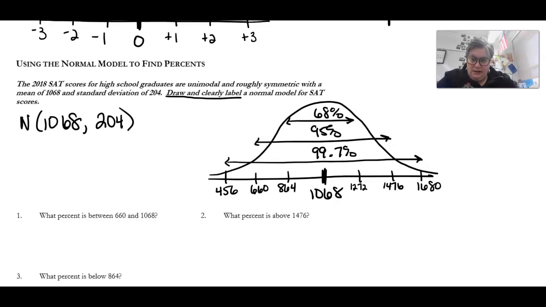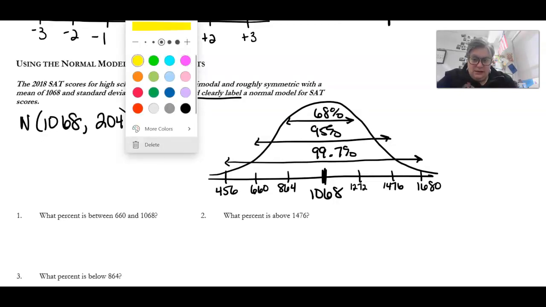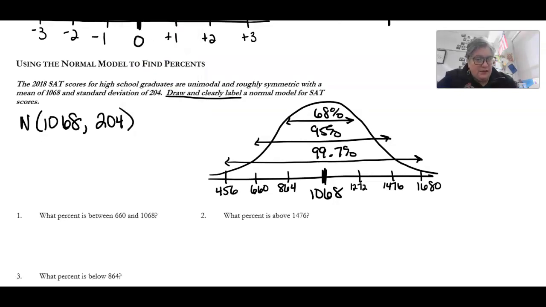So I'm going to highlight so that we can kind of see. And you're not going to want to highlight your paper because then you're not going to be able to unhighlight it, but you could watch what happens here. So 660 to 1068 is all this right in here. That's what I need to find.